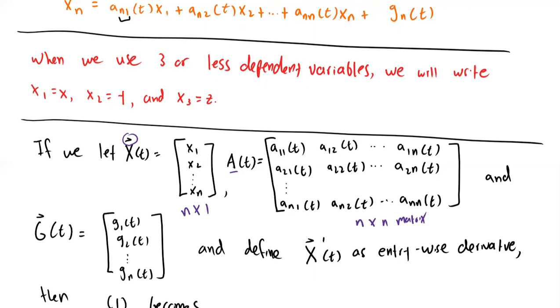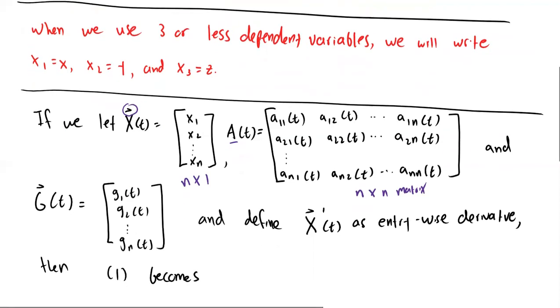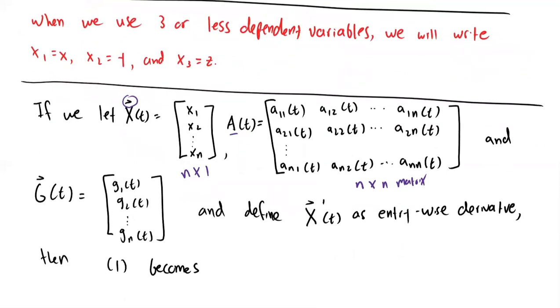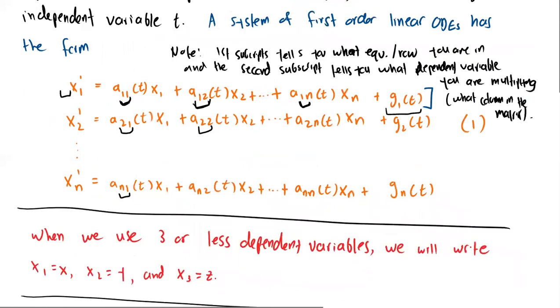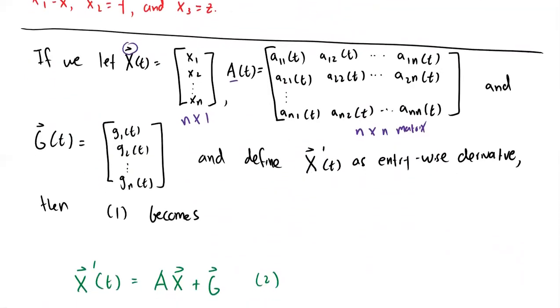Okay. And then finally, there's one more vector we have to define. We're going to define this vector g of t, which is just the vector containing each of the functions g sub i at the end. Right, so in each equation, we have a function g sub i that's not being multiplied by any dependent variable or their derivatives. So that is what g of t is. The entries are these g sub i's. So again, this is a vector because it's a matrix with one column. There's n entries, so it's an n by 1 matrix.